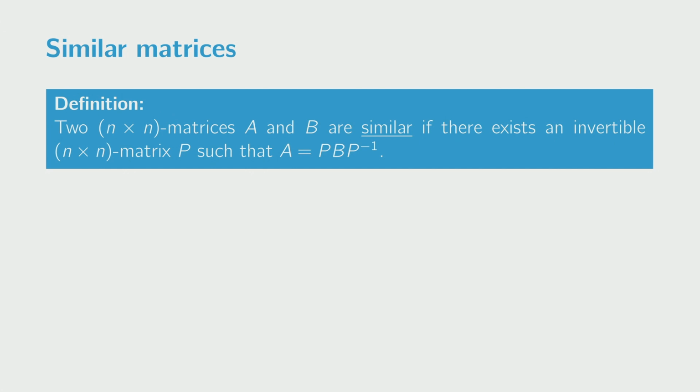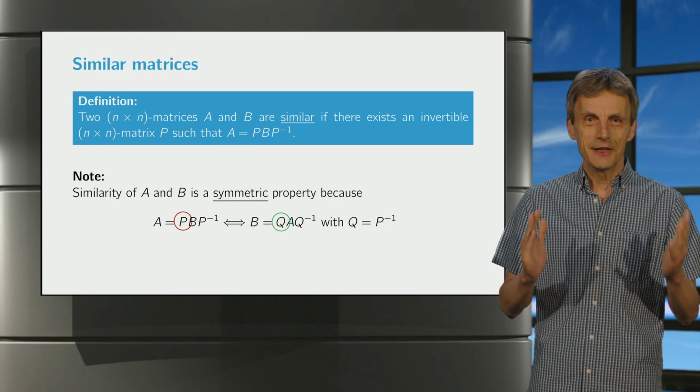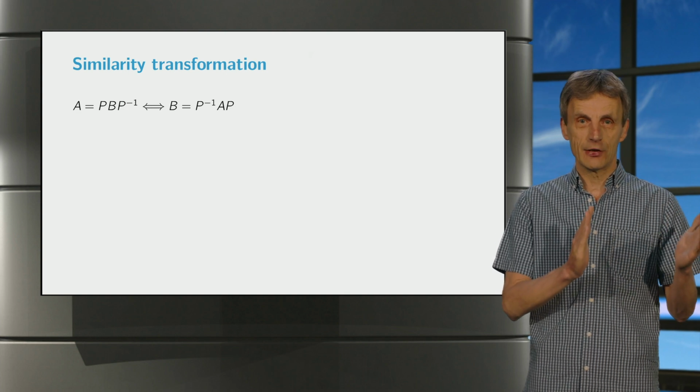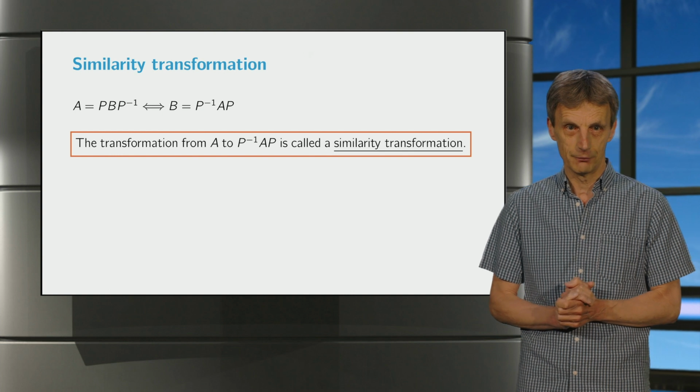Two n by n matrices A and B are similar if there exists an invertible n by n matrix P such that A is P times B times P inverse. Note that similarity of A and B is a symmetric property because of the equivalence shown here. Although we have two different symbols, P and Q here, the two formulas obviously have the same structure. Given two similar matrices A and B, the transformation which sends A to B is called a similarity transformation.